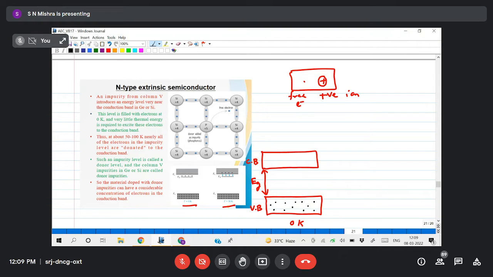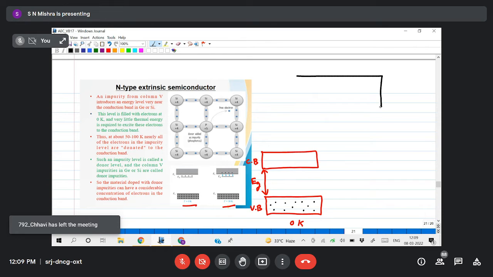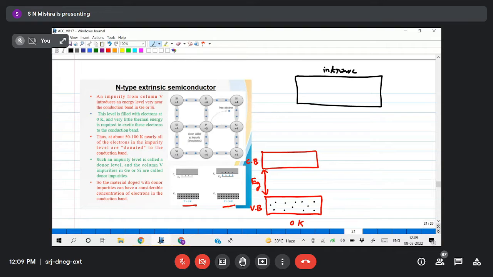Is this the case? Yes, sir. Now I'll make this semiconductor here. This is intrinsic. Okay, and I have added a pentavalent atom, that is phosphorus. Okay, so phosphorus is added here in silicon intrinsic material.